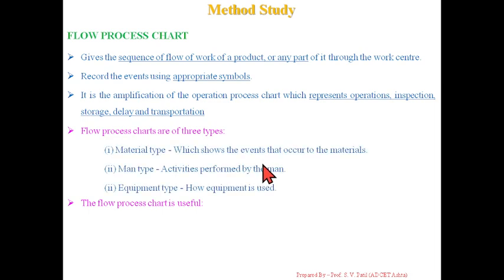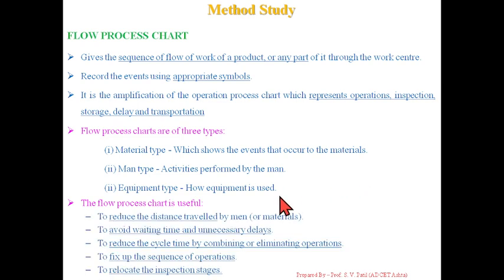The flow process charts are basically of three types: material type, man type, and equipment type. The material type flow process chart will indicate the events that occur to the materials, whereas the man type flow process chart is used to record the activities which are performed by the man. The equipment type flow process chart is used to record how the equipment is used.